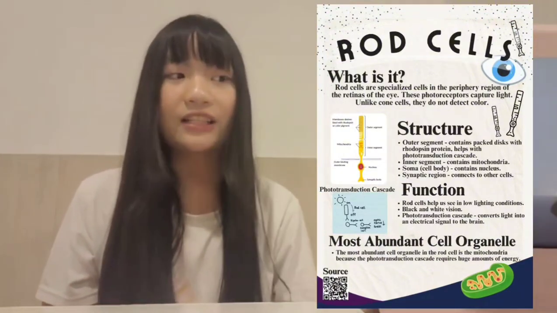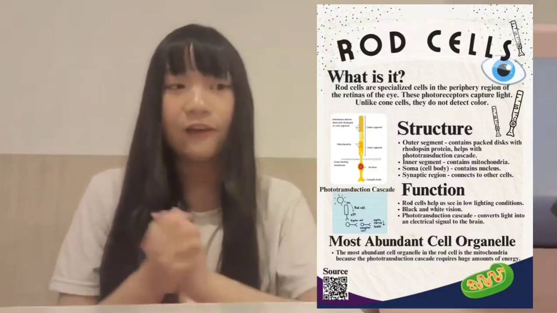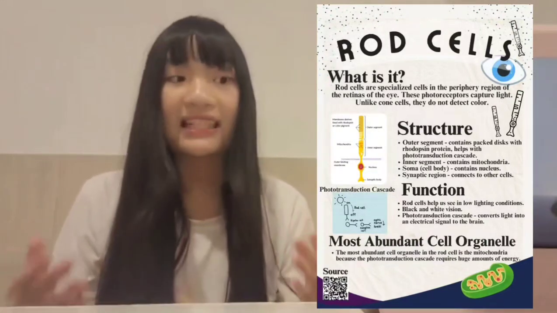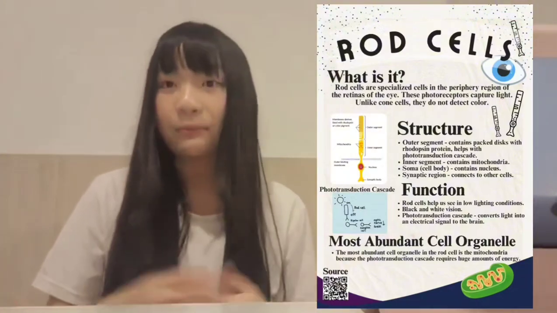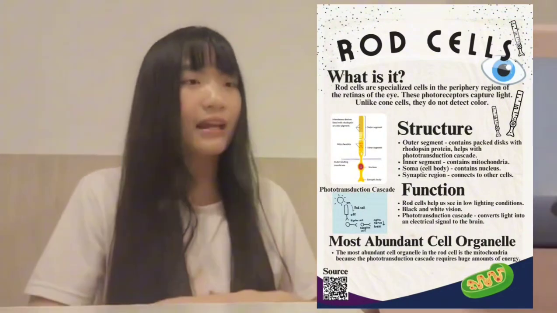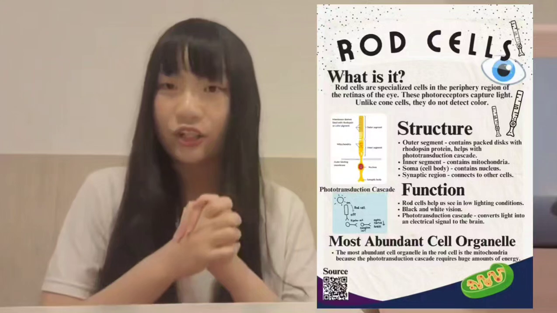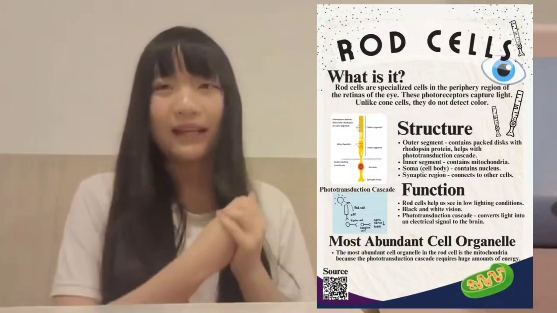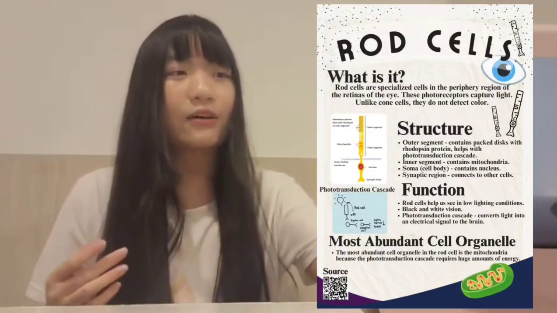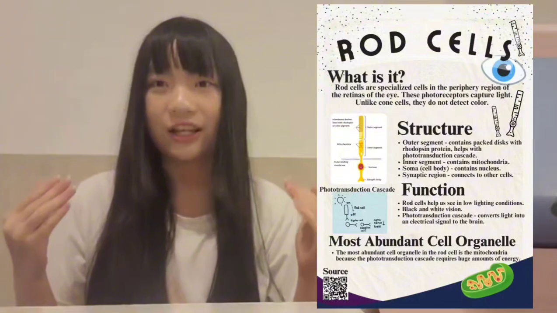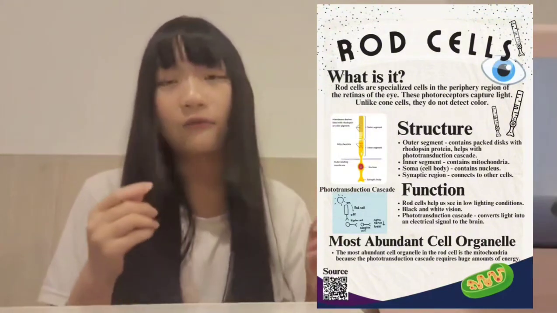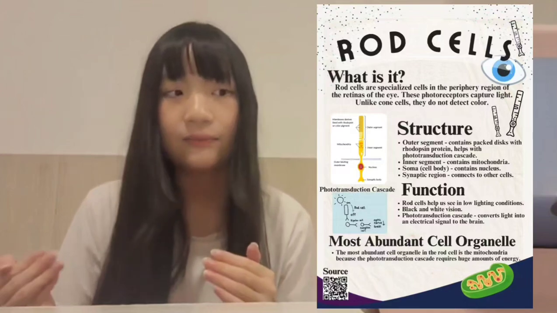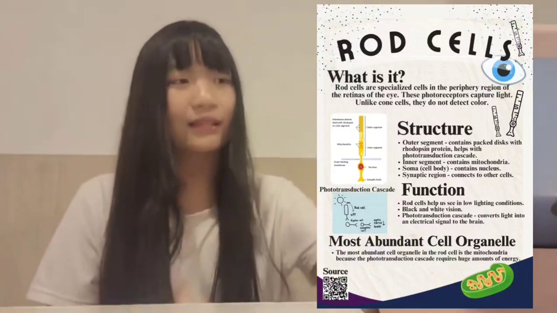Now let's look at the function of these rod cells. So first of all, rod cells help us see in low lighting conditions, and this basically gives us black and white vision. And also, the phototransduction cascade. I know you've all been waiting for it. So, the rod cells help with the phototransduction cascade, and this is basically when the light is converted into an electrical signal and sent into the brain.